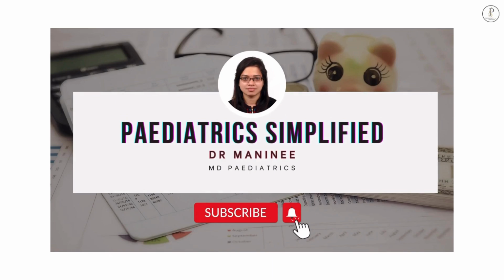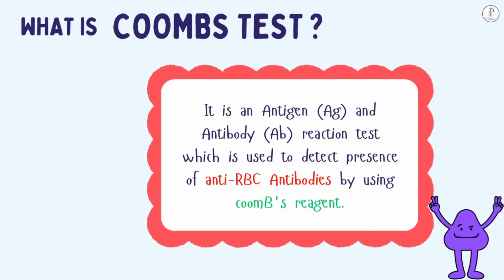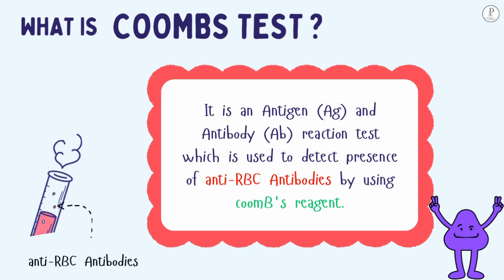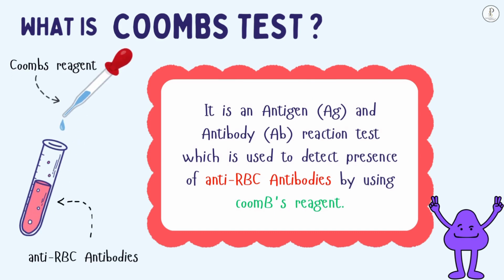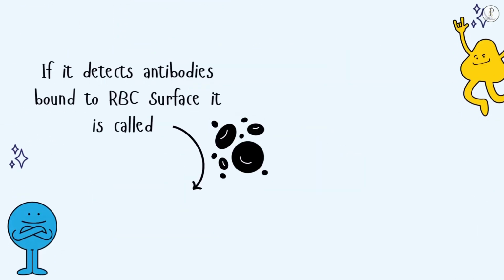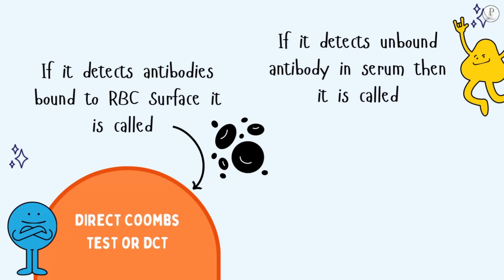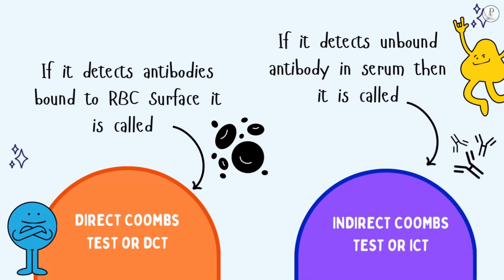So let's get started. What is COOMBS test? In simple words, it is an antigen and antibody reaction test which is used to detect presence of anti-RBC antibodies by using COOMBS reagent. If it detects antibodies bound to RBC surface, it is called direct COOMBS test or DCT. If it detects unbound antibody in serum, then it is called indirect COOMBS test or ICT.